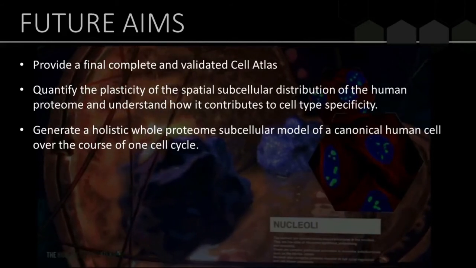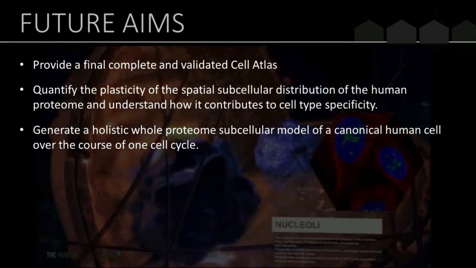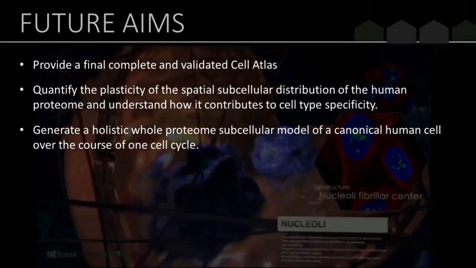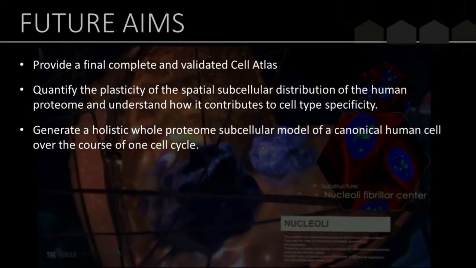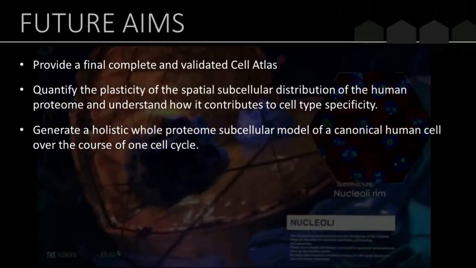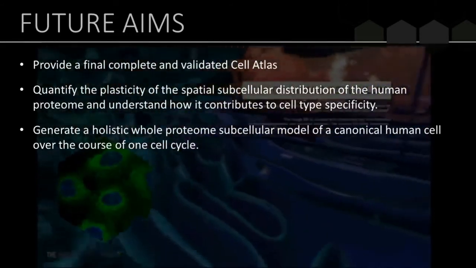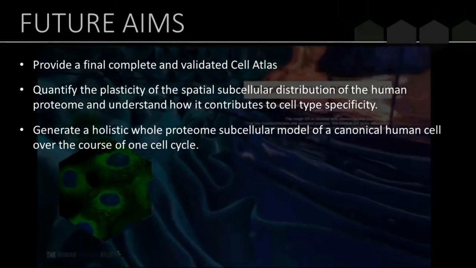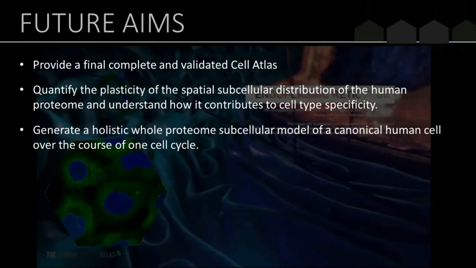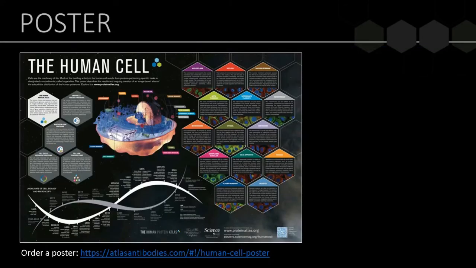And we aim to validate, using these 5 pillars that Mathias described, every single antibody in the atlas. We also want to quantify the plasticity of the spatial subcellular distribution of the human proteome and understand how it contributes to cell type specificity as well as disease. And we want to generate a holistic whole proteome subcellular model of a canonical human cell over the course of one cell cycle.